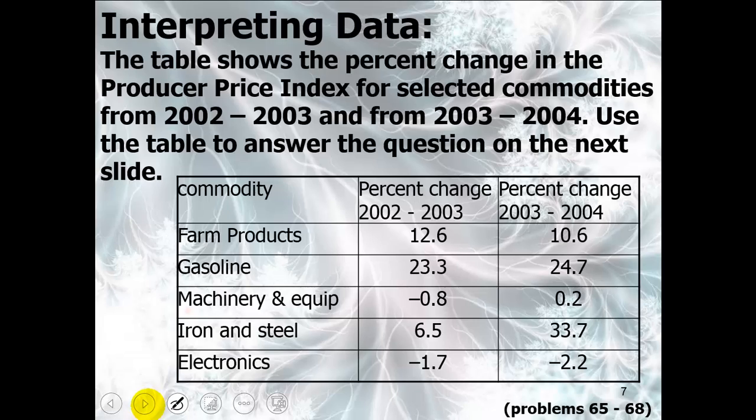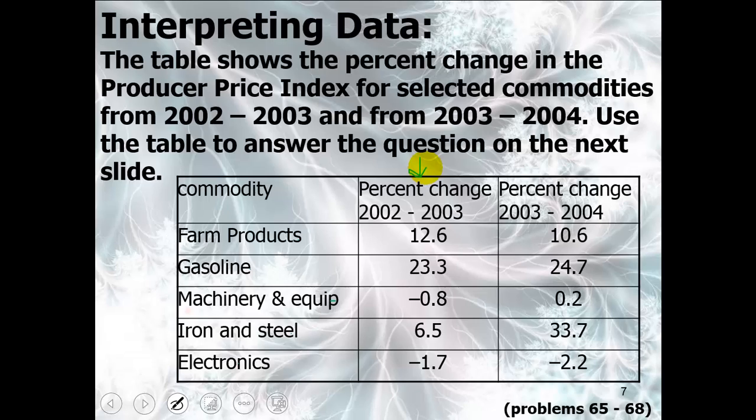All right, now we're going to interpret data. The table below shows the percentage change in producer price index for selected commodities. Commodities are like farm products or gasoline, machinery and equipment, iron and steel, electronics. This column here shows the percentage change in price that it costs the producer to make this product or harvest this product or whatever they do for this product, okay?